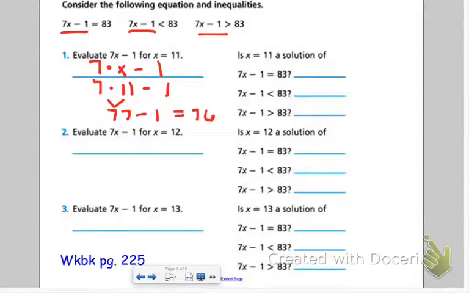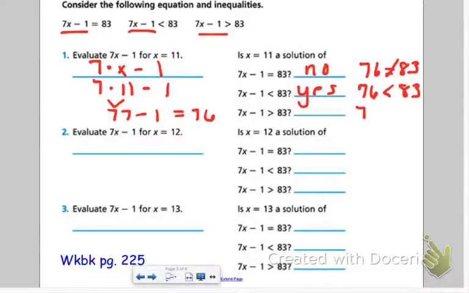So is that a solution? Is x equals 11 a solution to the equation? Is 76 equal to 83? No. This is not going to work out for that equation. I might even put a slash there, it's not equal to it. How about, is 76 less than 83? For that second inequality? Yes, it does work out with that inequality. How about the other inequality? Is 76 greater than 83? No. So x equals 11 is a solution only for the inequality 7x minus 1 is less than 83.